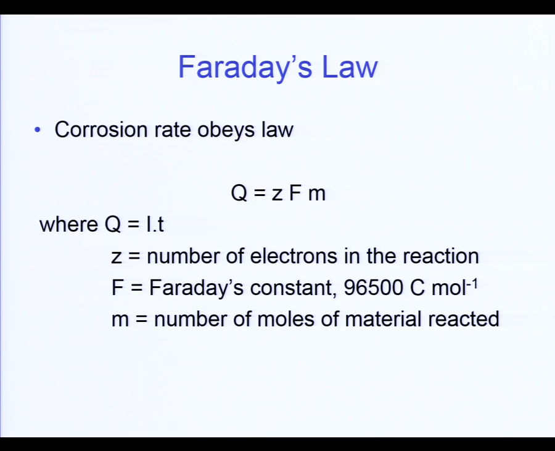It's always a positive value, and you've just got to look at the anode reaction and decide how many electrons are involved in that anode reaction. So for aluminium going to aluminium 3+, Z equals 3.